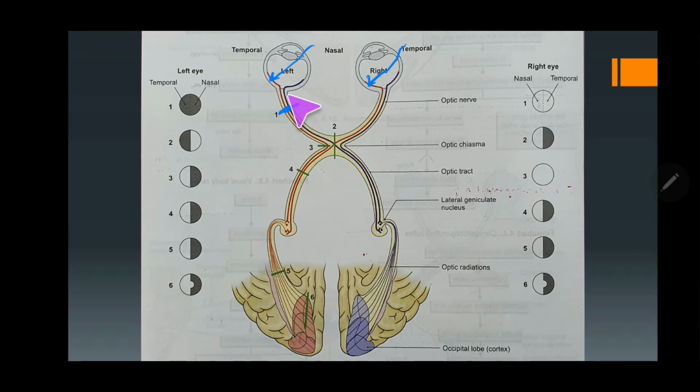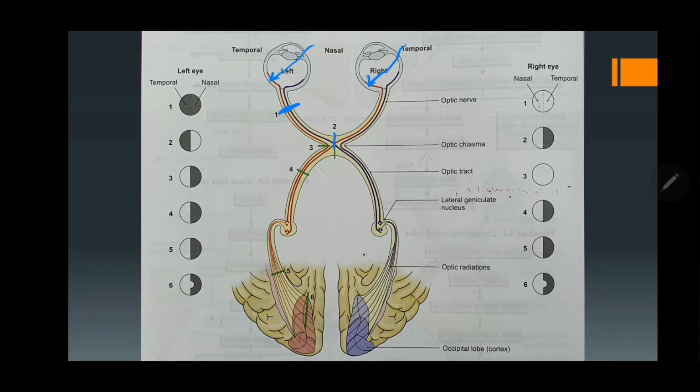So what will happen if the afferents are completely blocked? There will be complete blindness on that side of the field of view, right? There will be complete blindness in that eye, while the opposite eye will be completely normal. Got it? Now the lesion number 2.